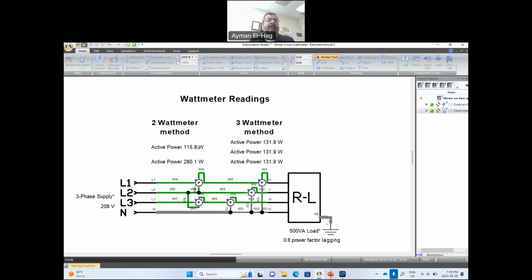Now, which one is better? Obviously, the 2 watt meter is better for 2 main reasons. The first one is less expensive because I'm using only 2 devices, 2 watt meters instead of 3. Second, in many cases, I don't have access to the neutral. And whenever I don't have access to the neutral, I cannot use the 3 watt meter method because I have to access the neutral. This is why this is the preferable method, and most of the time we use the 2 watt meter method.